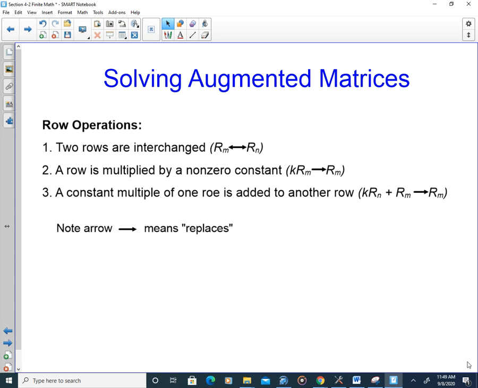Okay, this is day 2 of solving systems with augmented matrices. I just want to review one more time. You have 3 row operations that you're allowed to do. You can flip any 2 rows, you can multiply any row by any non-zero number, and you can add 2 rows together. Or you can combine some of these together. So you could multiply a row by a number and then add it to another row.